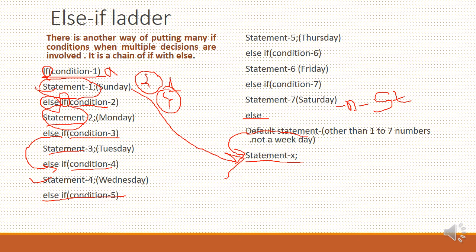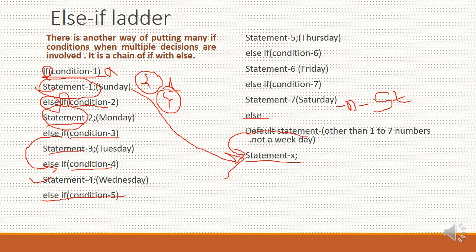Okay, so let us revise the important points about this else if ladder. If the test condition 1 is true, then it is going to execute the statement 1. After executing the statement 1, directly it goes to the next statement available in the program. That is, after the default statement, whatever statement is there is going to execute. This is true for all the conditions.